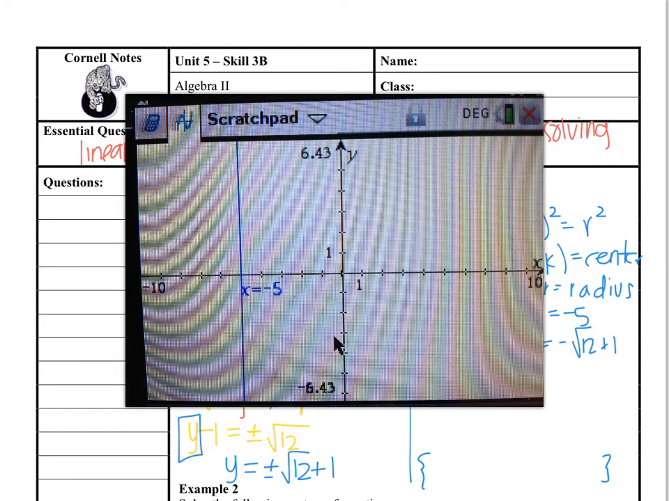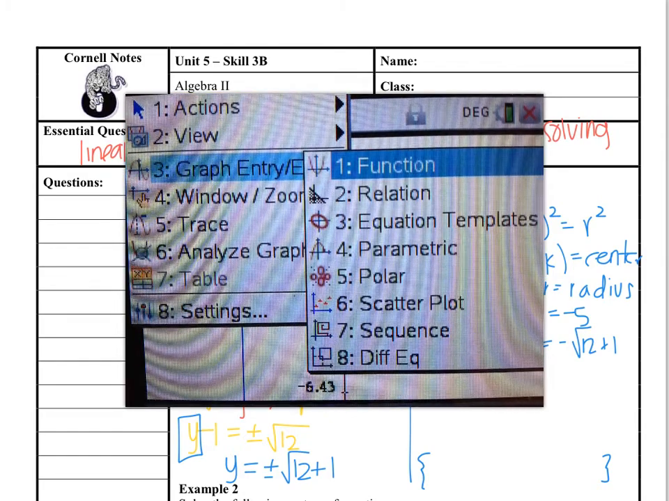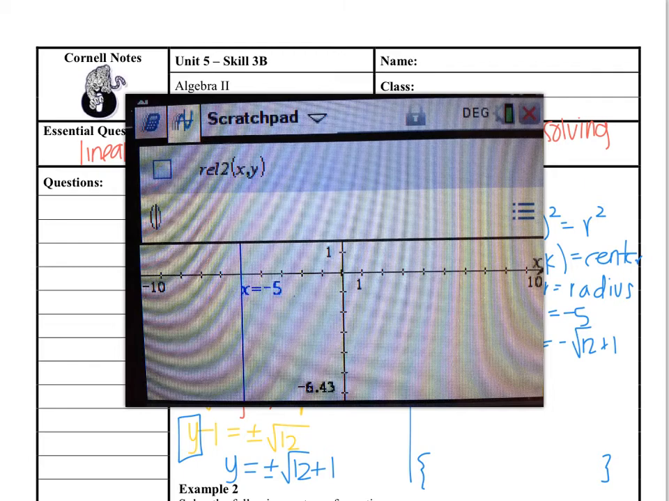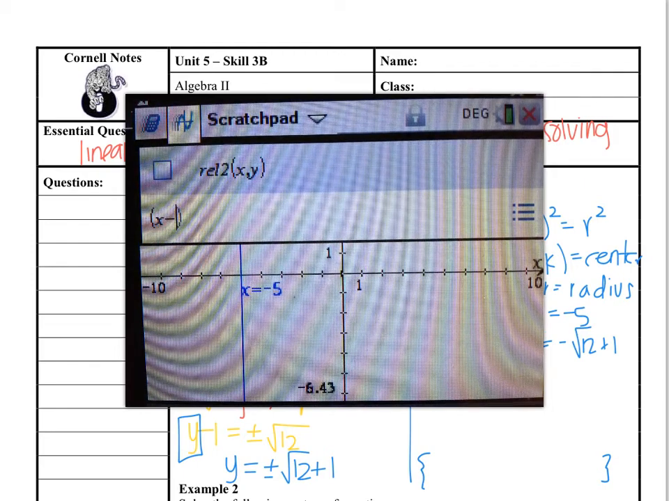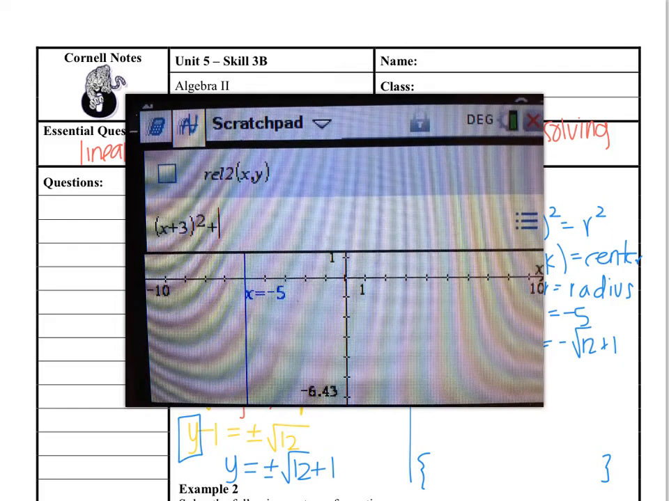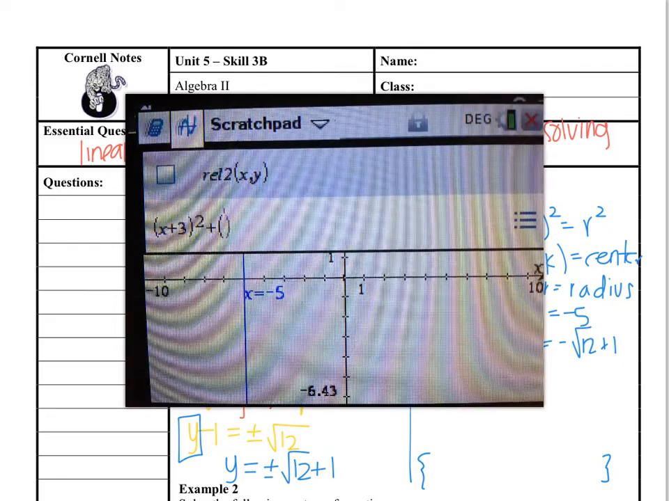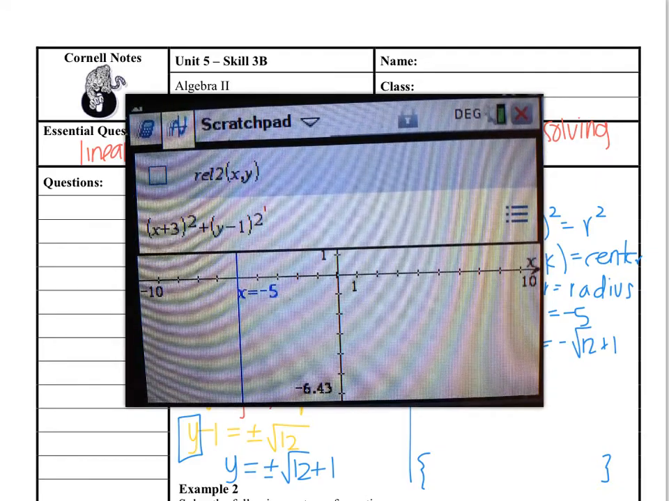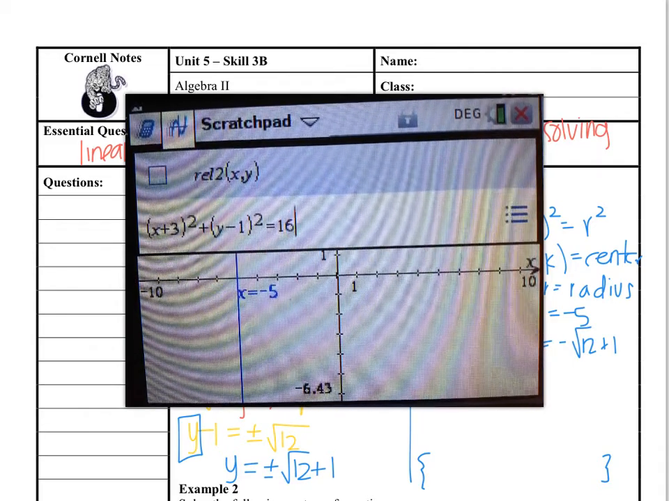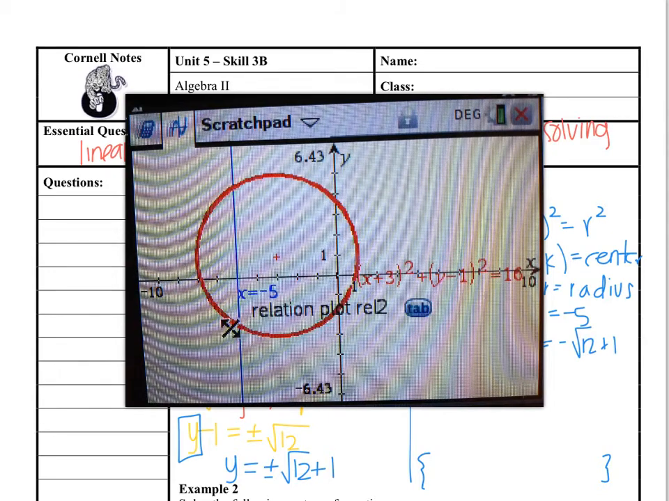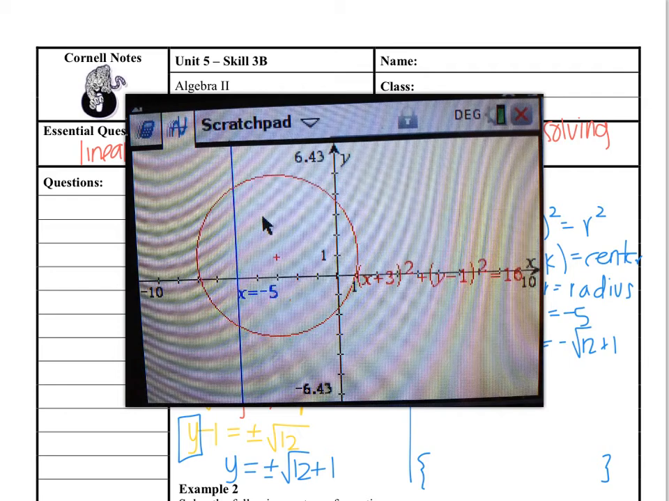Then I'm going to do that a second time to type in the circle. So Graph Entry Edit, which is Menu 3, Choice 2. So it's parentheses, x plus 3, parentheses squared, plus parentheses, y minus 1, parentheses squared, equals 16. So I hit Enter, and looky there, it crosses the graph not only in one spot, but a second spot. So I need to actually see if those intersection points are accurate.